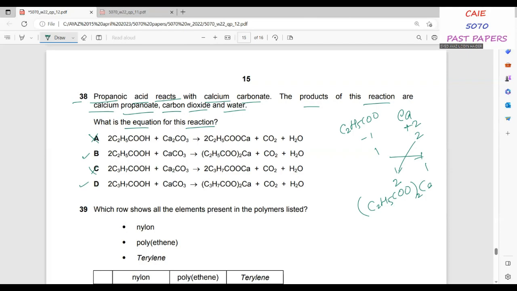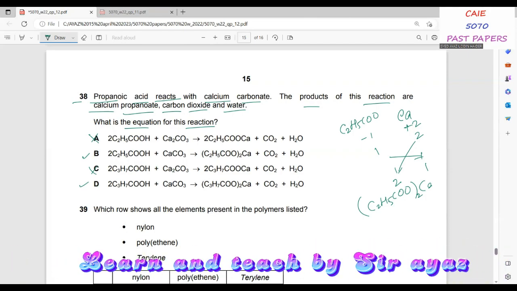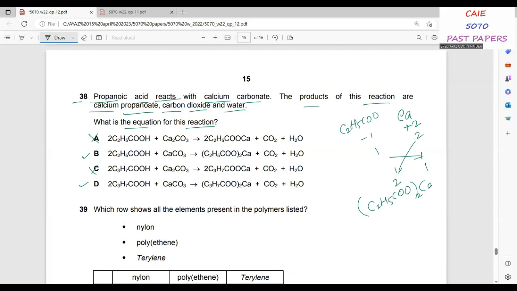Now let's see the whole equation for both B and D. In B, you have 2C2H5COOH plus CaCO3. On the product side, (C2H5COO)2Ca plus CO2 plus H2O. If you count the number of atoms on each side, what about calcium? It's 1 on both sides, it's balanced. What about carbon? 2 times 3 is 6, plus 1 is 7... on the product side it is 2 times 3, 6, plus 1, 7. So carbon is also balanced.